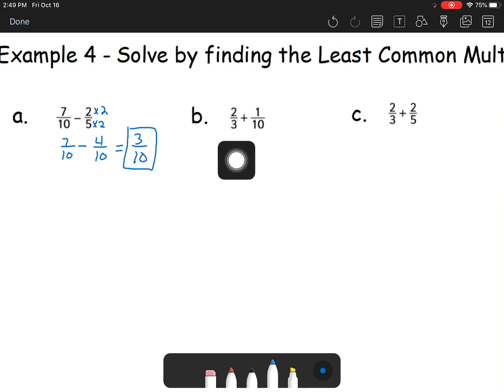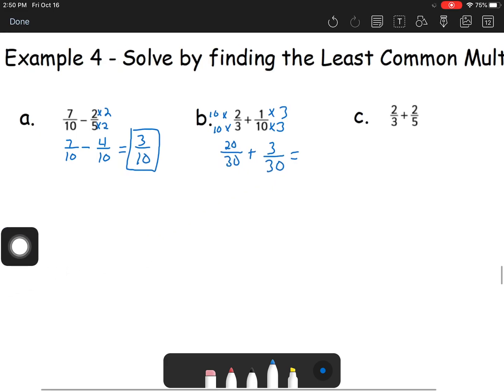Okay. In part B, I've got a 3 and I've got a 10. Well, I think I have to multiply by 3 on this one and make a 30 on the bottom, and then multiply by 10 here, make a 30 on the bottom of this one, right? So 10 times 2 on top, that would be 20 over 30. And here I'd have 3 over 30. And when I add these together now, I'll have 20 plus 3, so I'll have 23 over 30 for my answer.